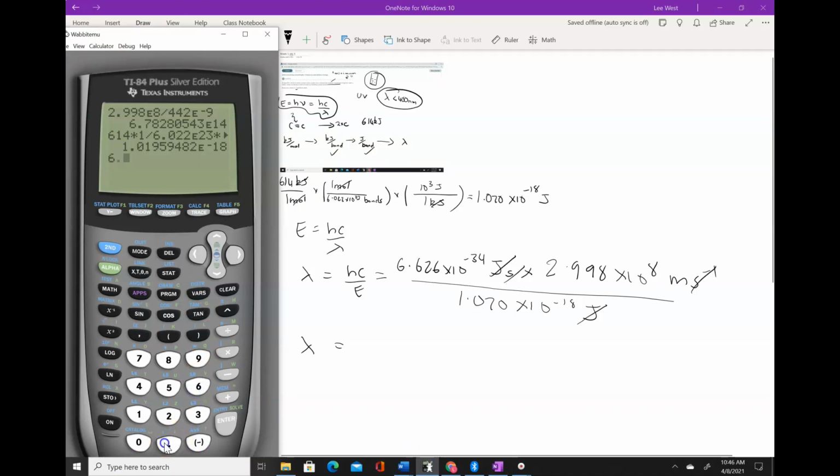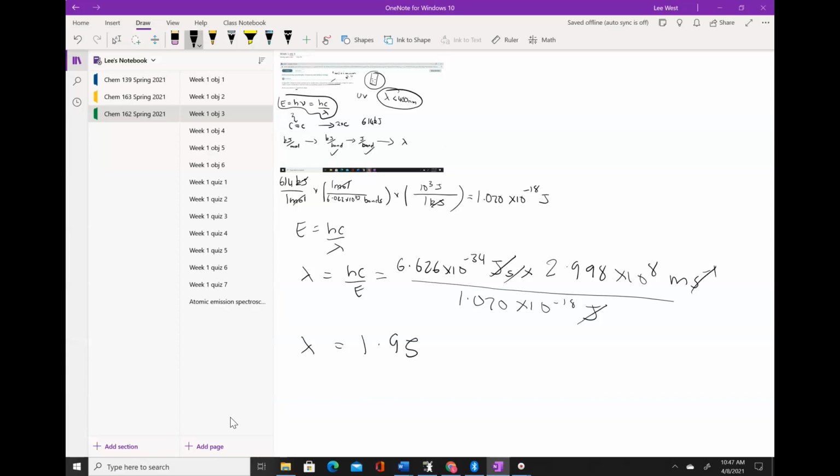So here we go, 6.626 by 10 to the minus 34 times, you can see why it gets a little tiresome putting this in, 2.998 by 10 to the 8 divided by the answer that I got before. Enter. There we go. 3 sig figs, right? 1.95 by 10 to the minus 7 meters.